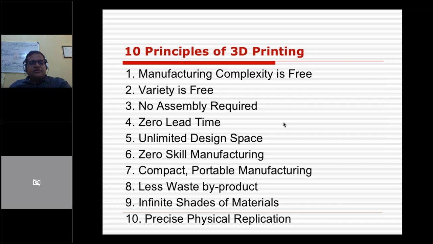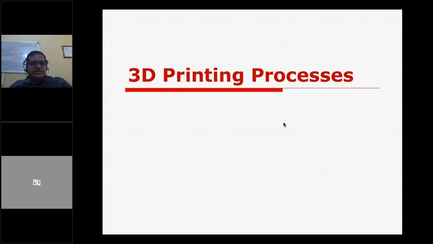And finally, you can make a precise physical replication. Meaning, you can play around hard to soft or soft to hard seamlessly. So that is another advantage which you are going to get. So these are the 10 mantras, the advantages over the traditional manufacturing processes.